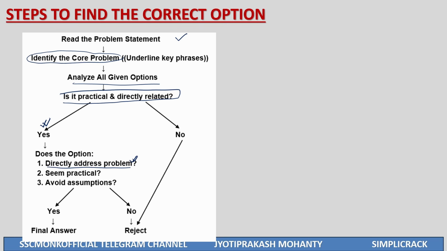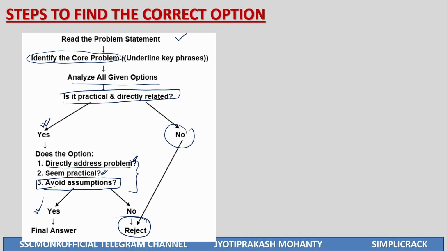Whatever is given in the course of action, is it addressing that particular thing? Yes. Is this practical in nature? If my answer is yes, and there are no assumptions associated with this, I am not assuming something, it is relevant and practical. If all the answers to these questions are yes, then that will be my answer. If, when I am analyzing the options, this is not practical or direct, then I will say it is not practical, so I will reject that course of action. So with this flow chart, with these steps, you will be answering the question.